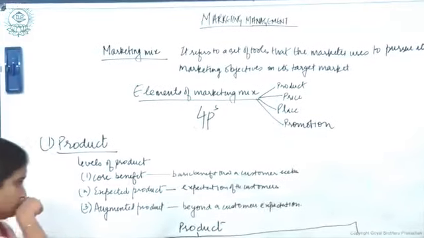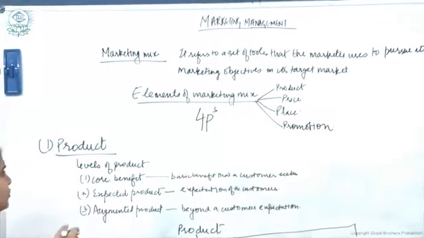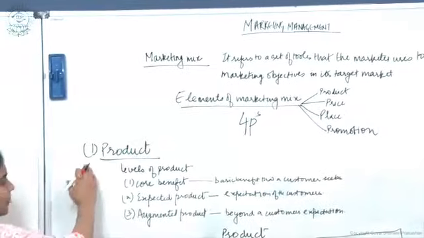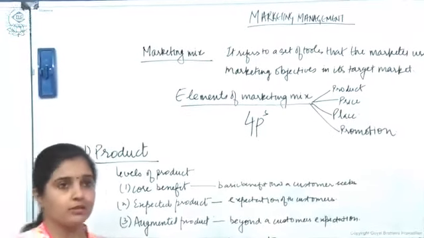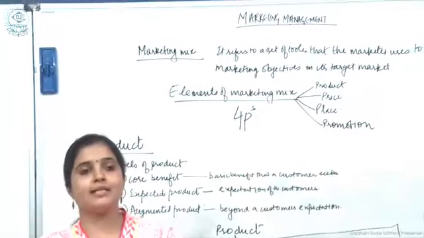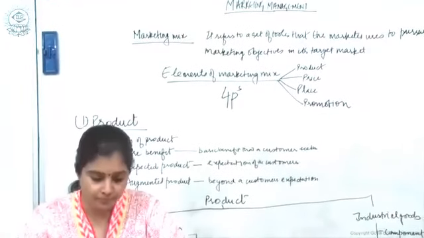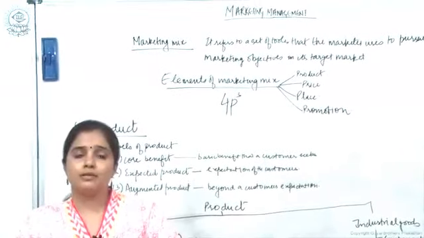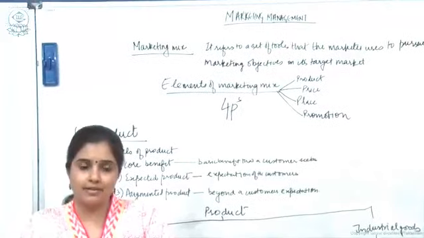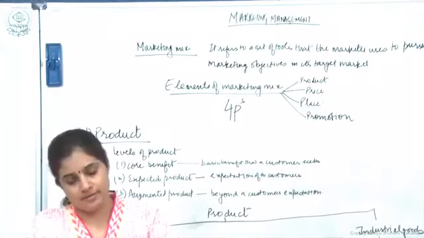Now, taking up the first element of the marketing mix, that is a product. Now, what is a product? Product is nothing else but a form of utility. Product can be defined as what the buyer gets in return of the money that he has paid, right?